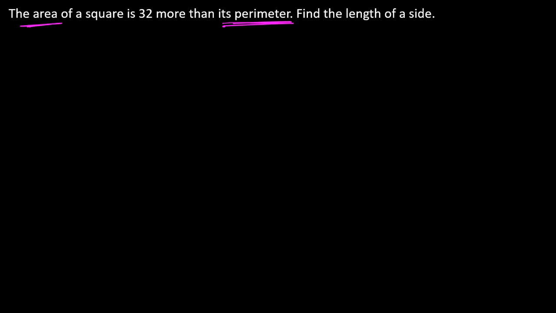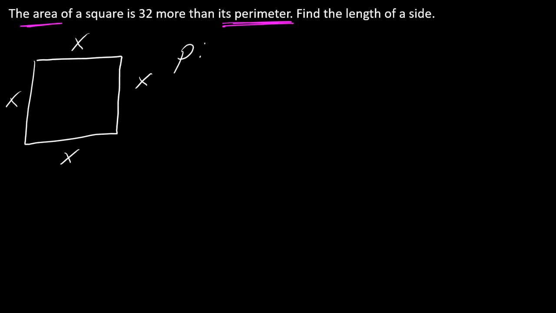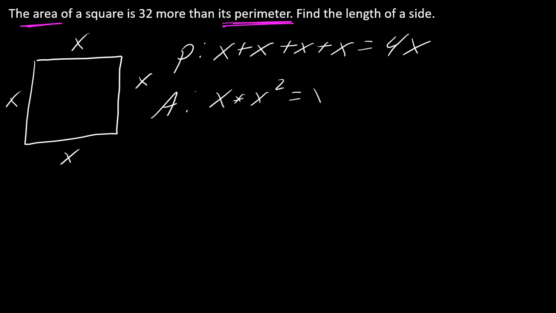Okay, so I have a square. What makes a square is that all sides are the same, so let's label them x. Let's think about the idea of perimeter. I'll write P for perimeter. Perimeter is x plus x plus x plus x, so that's 4x. Area I know is x times x, which is x squared.